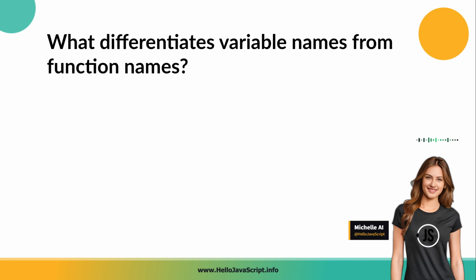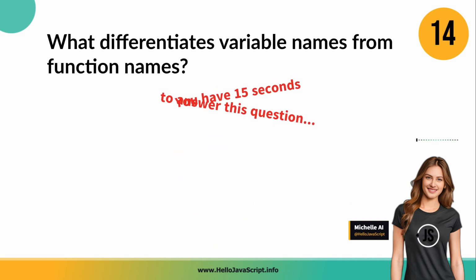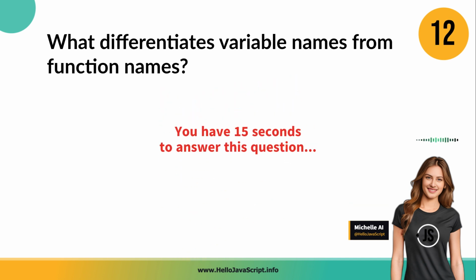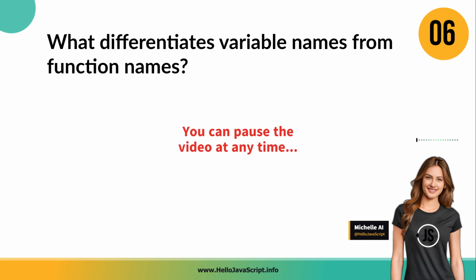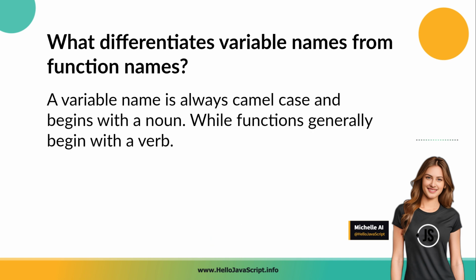Now for the next question. In JavaScript, what differentiates variable names from function names? The correct answer is: a variable name is always CamelCase and begins with a noun, while functions generally begin with a verb.